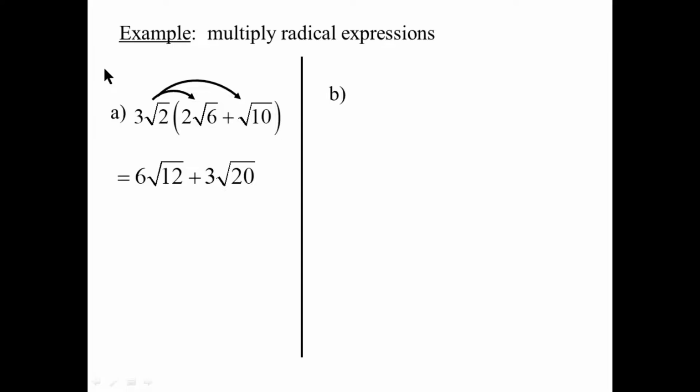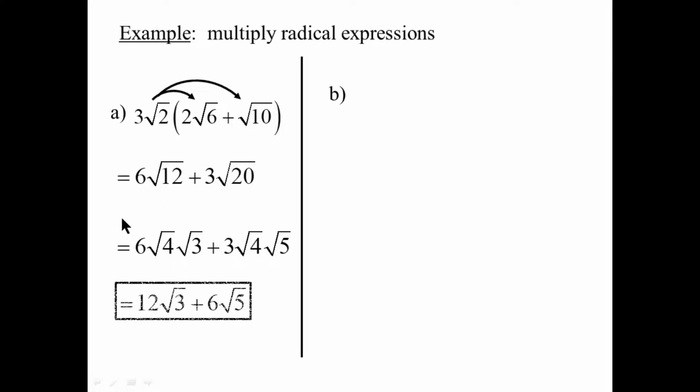The little arrows of distributive property. And now these radicals really need to be broken down simple. So we look for perfect squares that go in. 4 times 3 is 12, 4 times 5 is 20, and root 4 is the number 2, and 6 times 2 is 12 root 3, and 3 times 2 is 6 root 5. We can go again.